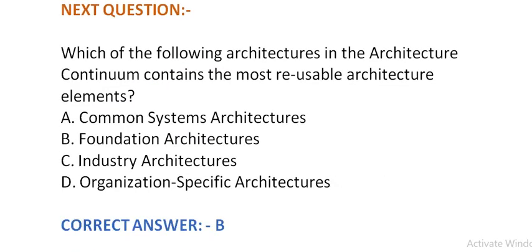Now moving to the next question. Which of the following architectures in the architecture continuum contains the most reusable architecture elements? Option A, common system architectures. Option B, foundation architectures. Option C, industry architectures. And option D, organization-specific architectures. And the correct answer is option B.